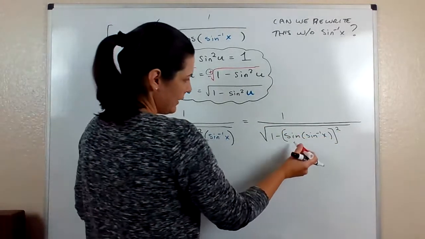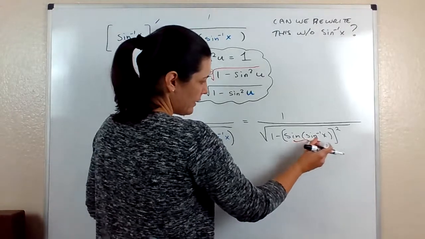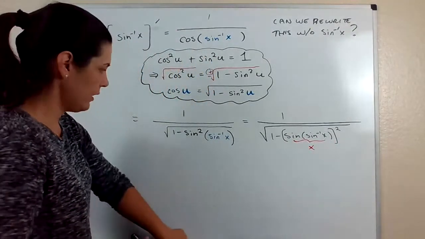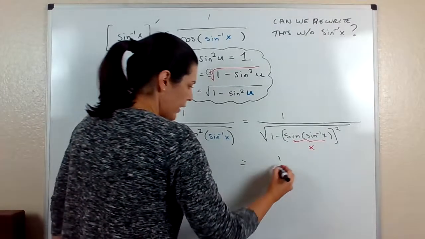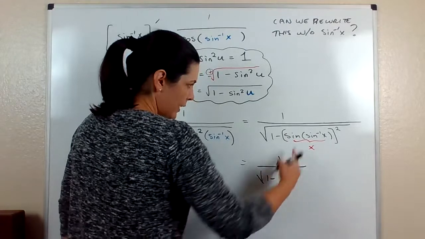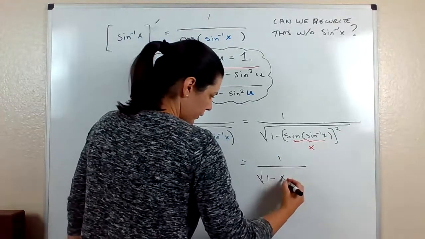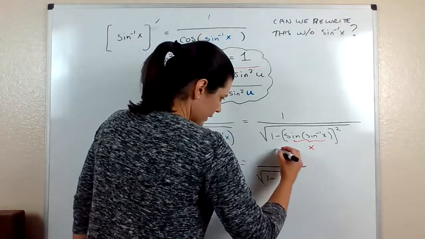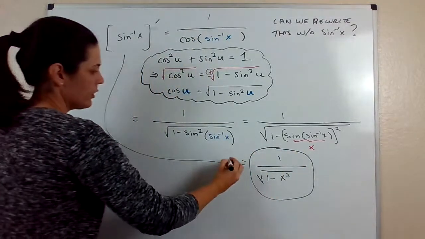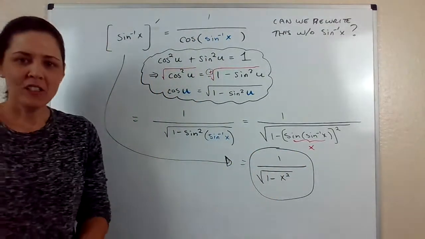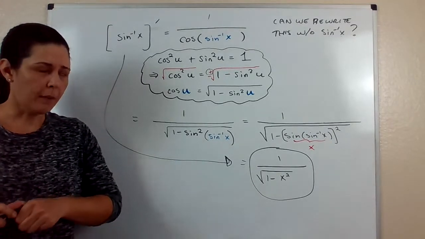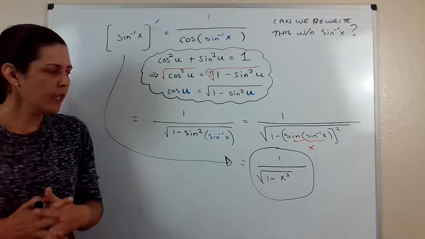Now, look at what this is. Sine of sine inverse, these undo each other, and you just get x. So here it is, final answer. 1 over square root of 1 minus x squared. And that is our derivative of sine inverse. Okay, so I derived it using our inverse function derivative formula.